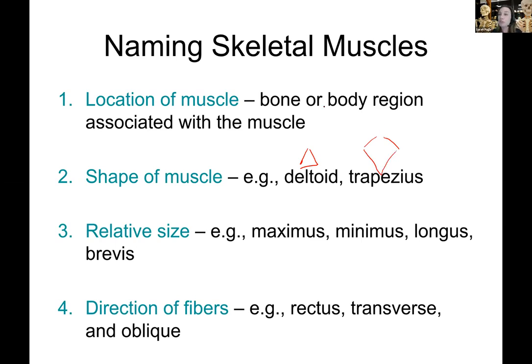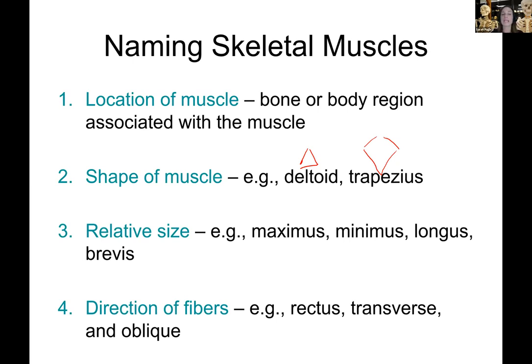So we can name them for their shape. We can also name them for their size. So we have muscles like maximus, medius, and minimus. Your gluteus muscles are named based on their size. So you have one that's really large, then underneath it you have a medium, and then you have a small, right? Maximus, medius, minimus. We can also put a name in called longus or brevis. That tells you if the muscles are really a long muscle or a really short muscle.